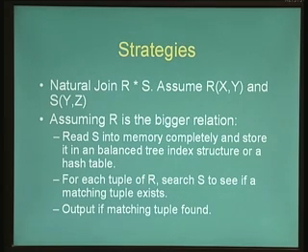Now assuming again R is the bigger relation, read S completely into memory and then index or place it in a hash table or an index so that it can be searched efficiently. Now for each tuple of R, what we have to do is search through the hash. Now this hash table or the indexing structure should be done based on the common attributes, that is based on Y here, even if Y is not the key attribute.